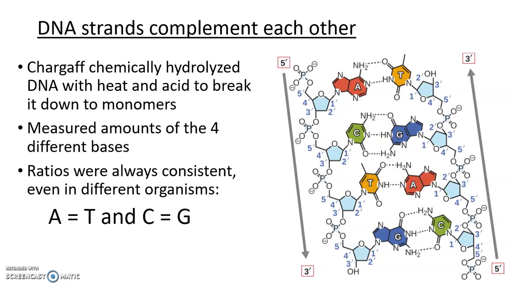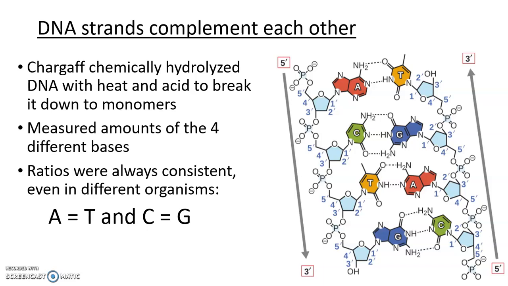And this was discovered by a Russian biochemist who was able to take DNA and purify it from different cells that are out there, and he was able to chemically hydrolyze the DNA. He mixed it up with some acids and then put it under high heat conditions. And what happens then is the DNA breaks down into the monomers, and then he took the resulting mixture and he measured the amount of the 4 different bases that came out. And what he found is the ratios of these bases were always consistent, even when you looked in different organisms.